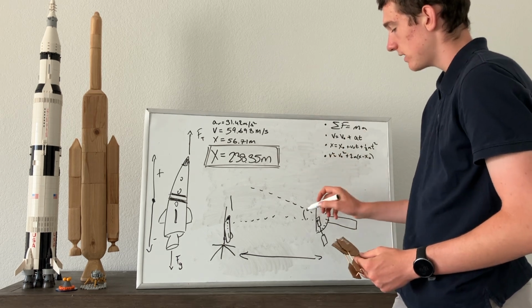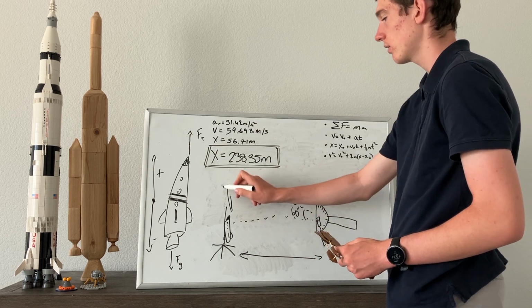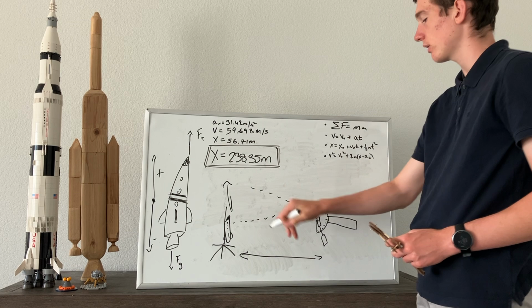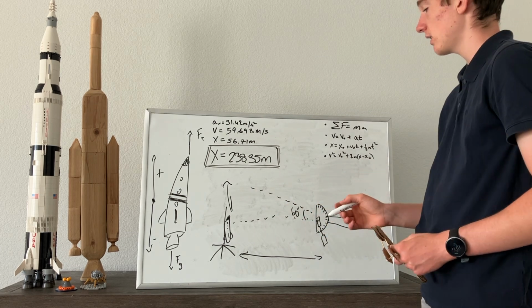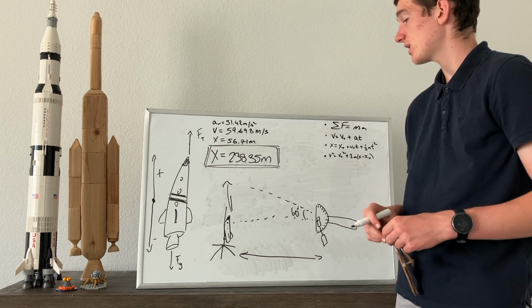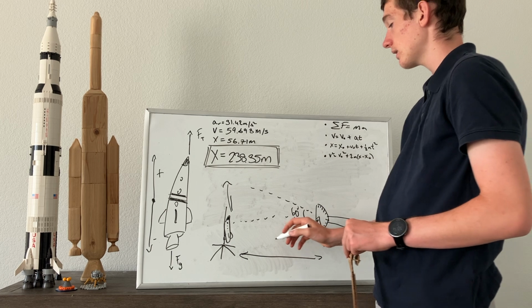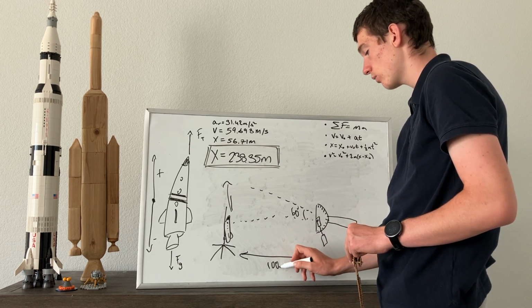So let's say the angle is about 60 degrees. That's how high it ends up going. I don't have much room on the whiteboard, so it's definitely not 60 degrees, but let's just say it is. We're going to use some simple geometry, specifically sine, cosine, and tangent. And then let's say that we are 100 meters away.